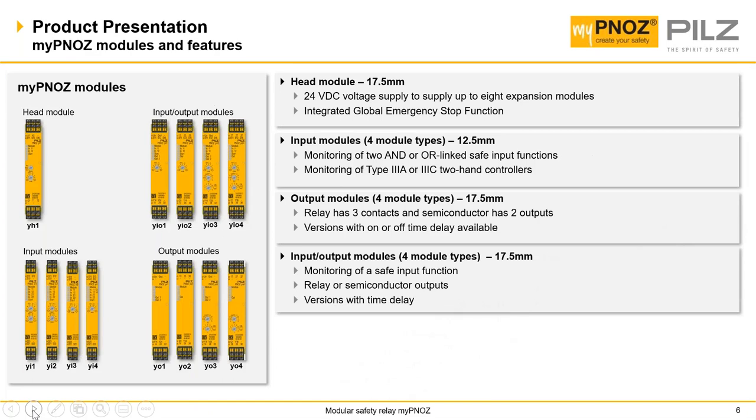So modules wise, we have a head module and a further 12 expansion modules, consisting of 4 input modules, 4 input output modules, and 4 output modules. And I will go into a bit more detail on some of these a little bit later on. Apart from the head module, these are auto-selected by the myPNOZ creator tool, depending on your input and output requirements.